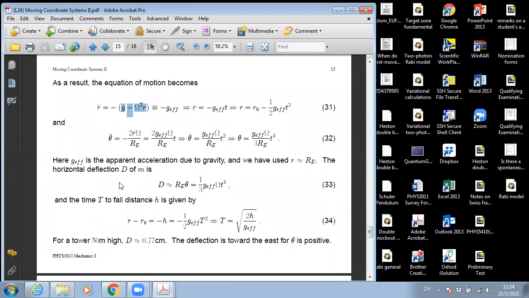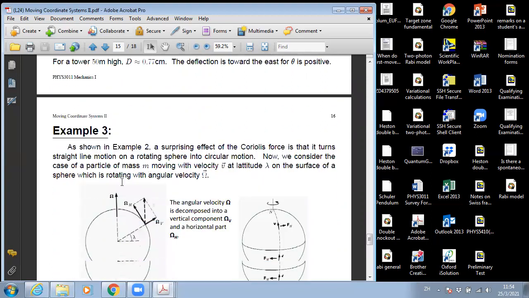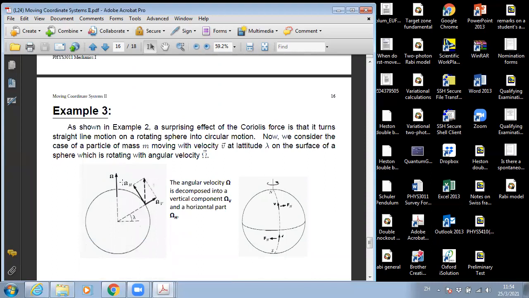Now, we all know that life is tough. If it does not happen at an equator, if it happens at a latitude lambda, what will happen? Say, for example, Hong Kong. Hong Kong is not at the equator. What will happen?